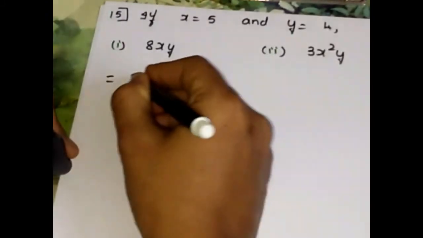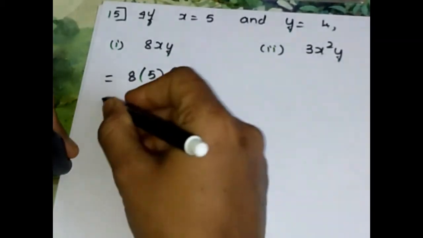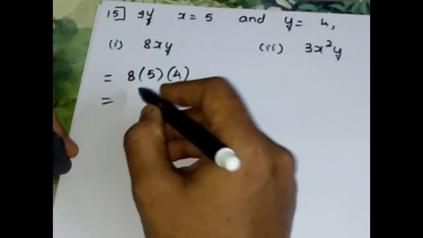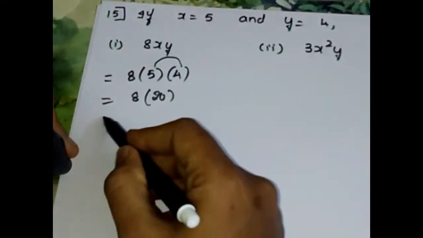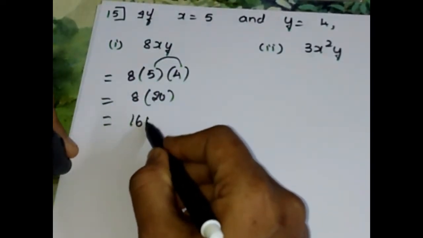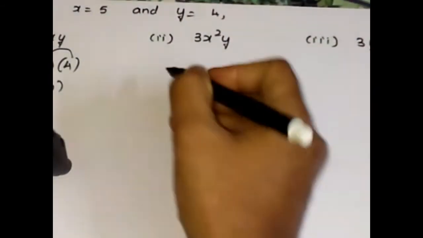Next, 15th main. 8xy. That means 8 into 5 into 4. So 8 into 5 into 4. 8 into 20. I multiplied 5 4s are 20. So 8 2s are 16 followed by 1 0. The solution is 160.